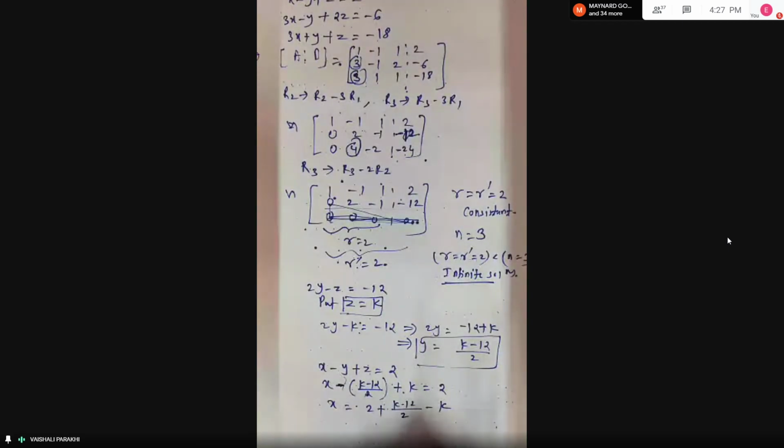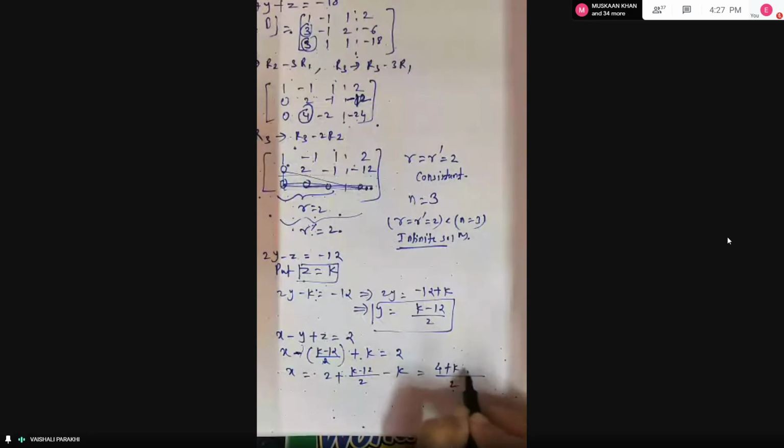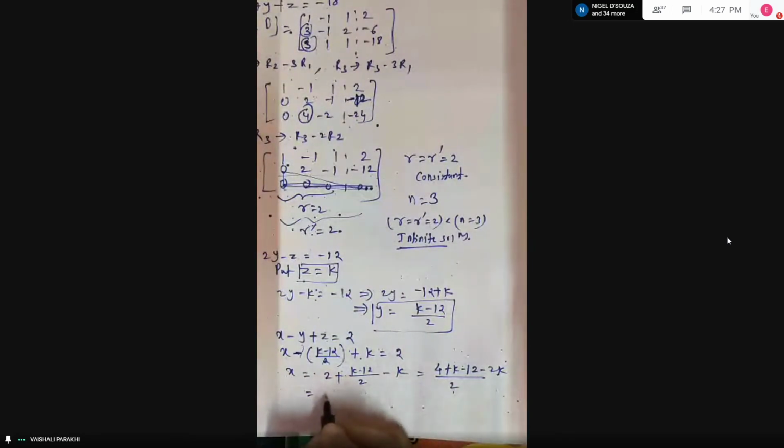Right? And now you can take the LCM. So when you take the LCM, what will happen? It will be 2 times 2, so 4, plus k minus 12 and minus 2k. Cross multiplication. So what do you get for x here? Minus k minus 8 divided by 2. So this is your x.